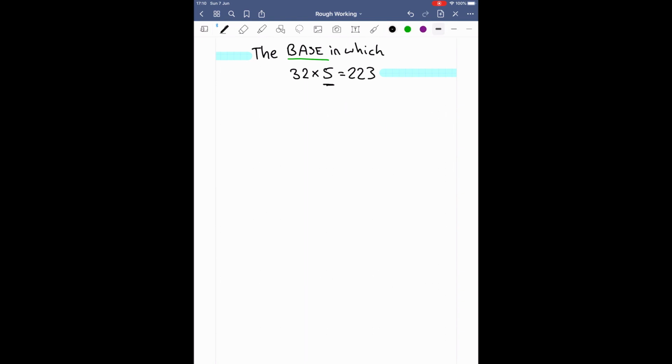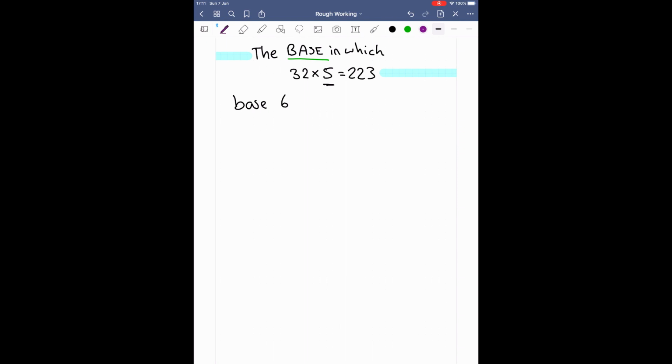32 times 5 equals 223. Now 5 is the biggest number here, and that means that it's at least base 6, because 6 take away 1 is 5, so it will go up to 5. So we're going to try doing this sum in base 6 and up until we find something that works. Okay, so let's start with base 6.